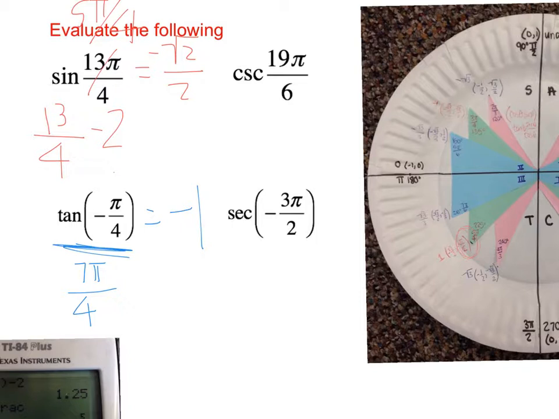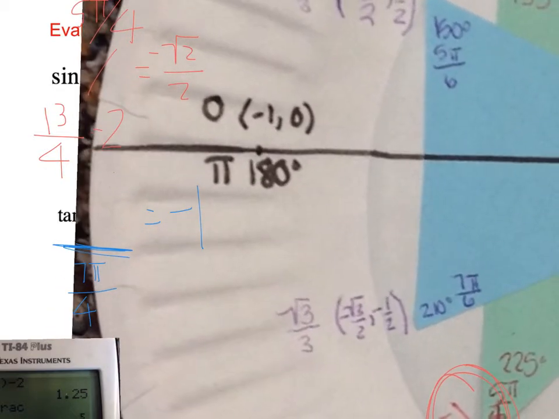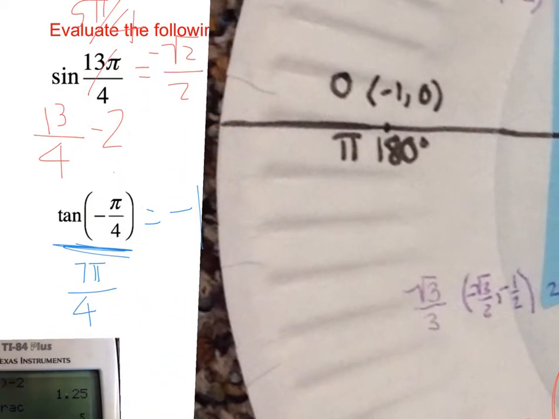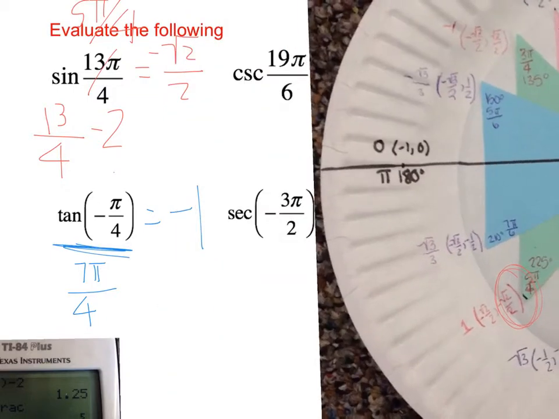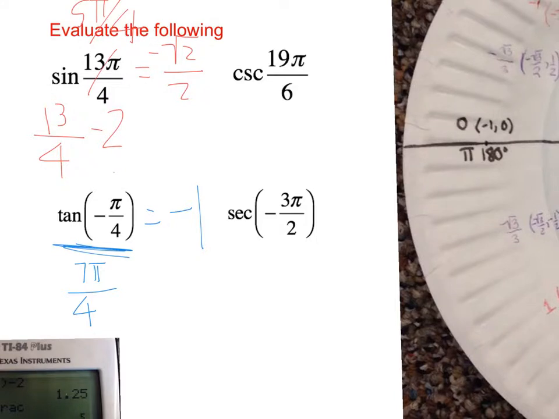Okay, so for cosecant of 19 pi over 6, you should have subtracted 2 and seen that that's in the same place as 7 pi over 6. So I would go here, and I'm using cosecant, which is the flip of sine, so negative 1 over 2 flipped, so this would be negative 2 over 1, or you can just call that negative 2.